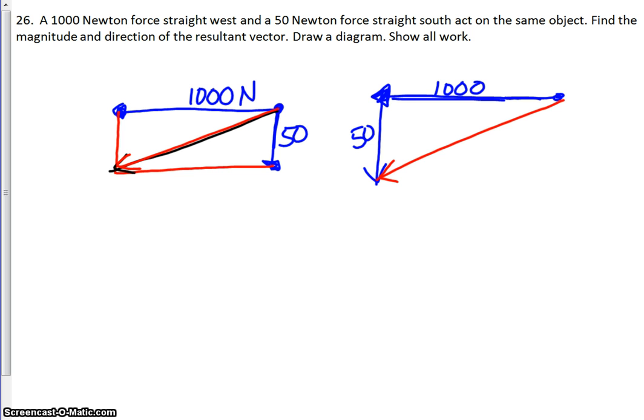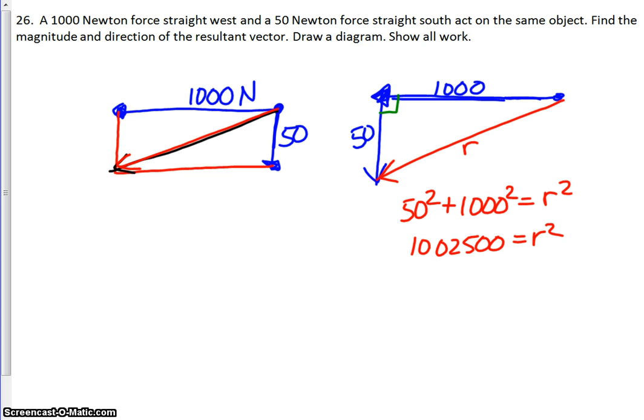I like the triangle method better because you really can see that right triangle pretty well. And then you can say, okay, what I need is the magnitude and the direction. So let me start with the magnitude. Pythagorean theorem: 50 squared plus 1,000 squared equals my resultant squared. 50 squared plus 1,000 squared ends up being this value. And when I take the square root of that value, I get about 1,001.